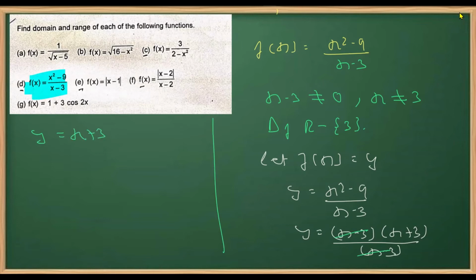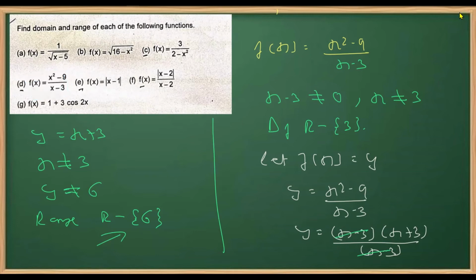Now just check here, x cannot take the value 3. That means y, placing x as 3, cannot take that value. 3 plus 3 is what? 6. y cannot take the value 6. So we'll talk about the range now. So the range here is what? The range of this function will take all real numbers except for the element 6. So this is the range.